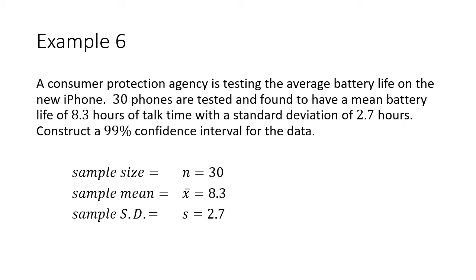Now, sometimes you're not going to necessarily be given the mean or the standard deviation. You'll be given a data set, but again, use the stuff we learned back in Chapter 3 to find that sample standard deviation and that sample mean. So the first thing I did was organize the data. My sample size is 30 because we tested 30 phones. My sample mean, x bar, is 8.3. And my sample standard deviation is 2.7. Notice it is a sample standard deviation, not a population standard deviation, because we're only looking at a small sample of phones. So make sure if you're using technology that you're using s.